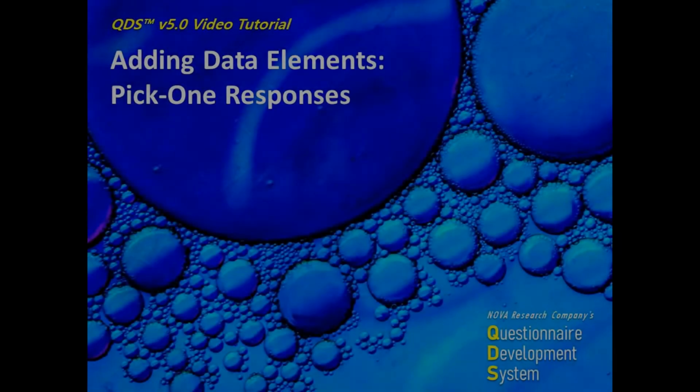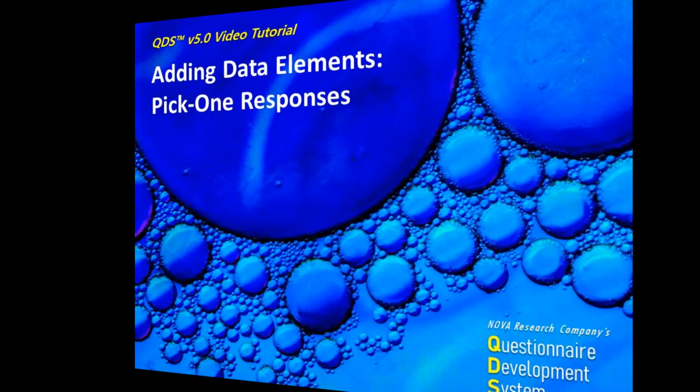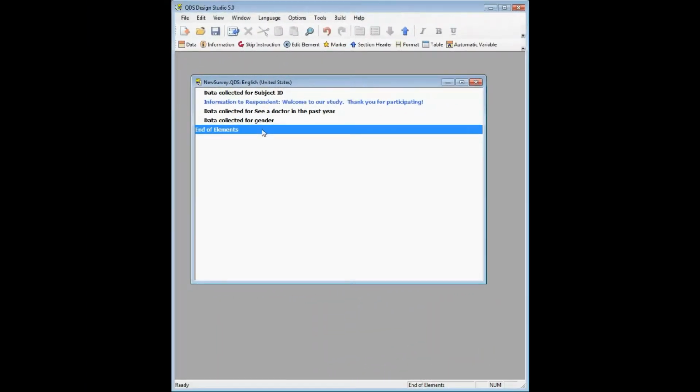In this QDS training video, you'll learn how to add a Pick One response type question. For questions where respondents will choose a single response, you'll use a data element with a Pick One type. As of QDS 5.0, you have the option to display these choices as buttons on the screen or as a drop-down list. If your question has more than 24 choices, you must use the drop-down list format. In this video, we'll add questions using each of these options.